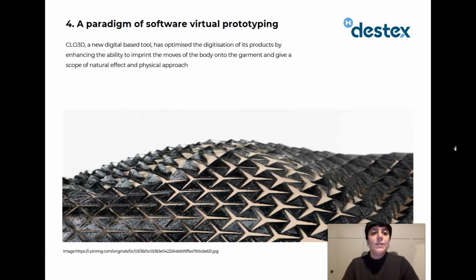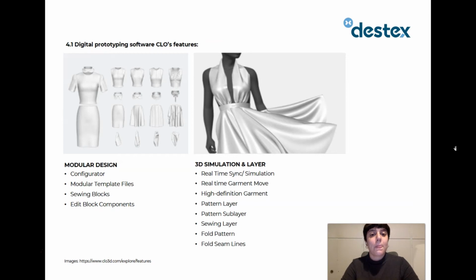Following is a creative paradigm of virtual prototyping software from a newly established software technology named CLO 3D. It enhances the ability to imprint the moves of the body onto the garment and gives a natural effect and physical approach. Starting with the features of this software tool, we have the modular design, where there is the configurator or sewing blocks, where you can edit the block components of the garment.